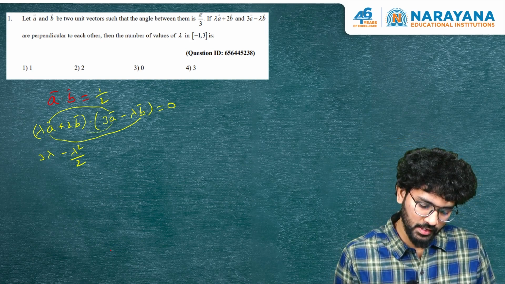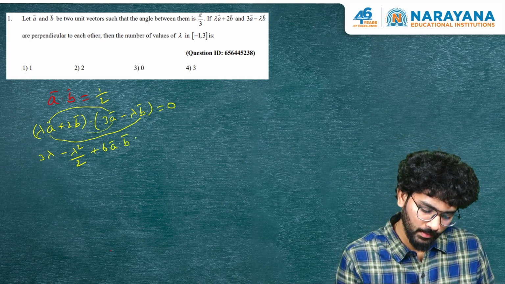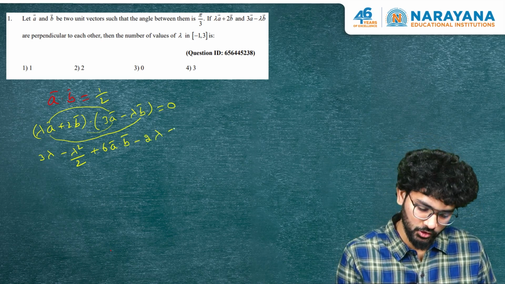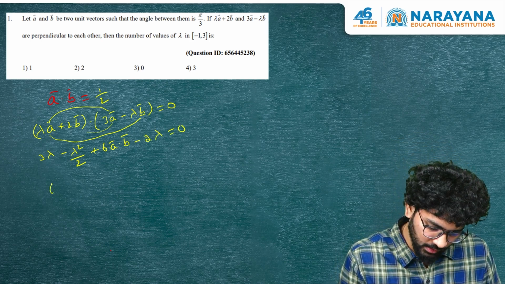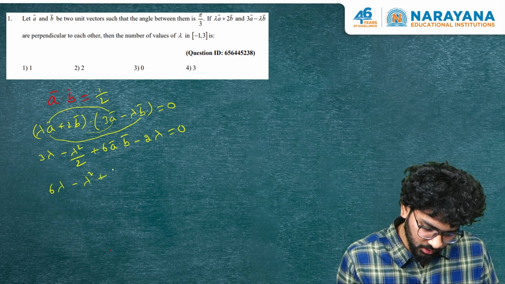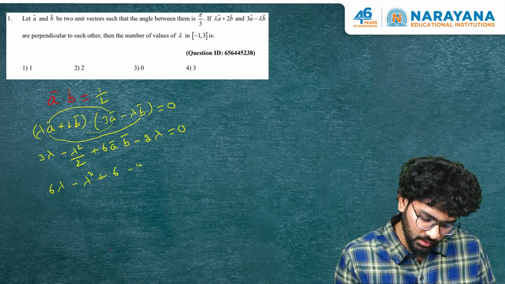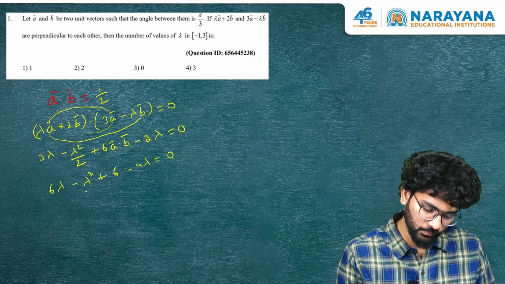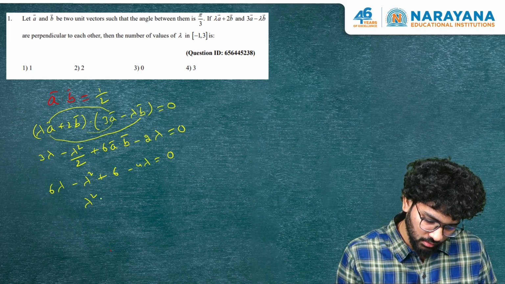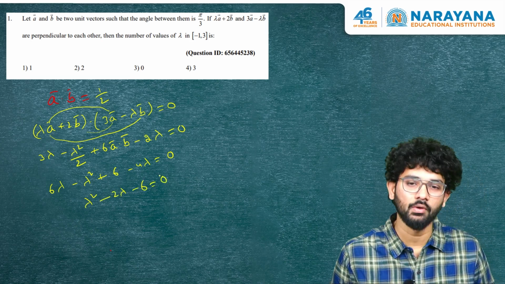Next 2B bar dot 3A bar, which will be 6 times of A bar dot B bar and minus 2 lambda into mod B square. This must be equal to 0. So from here what we are getting is 6 lambda minus lambda square plus this A bar dot B bar is 1 by 2. So 3, this will become 6 minus 4 lambda is equal to 0. So from here we are getting lambda square minus 2 lambda minus 6 is equal to 0.